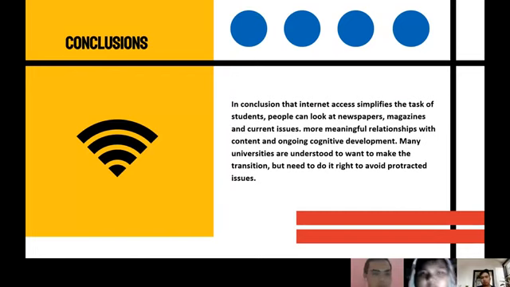In conclusion, internet access simplifies the tasks of students. People can look at newspapers, magazines and current issues. It offers a more meaningful relationship with content and ongoing cognitive development. Many universities are understood to want to make the transition but need to do it right to avoid protracted issues.